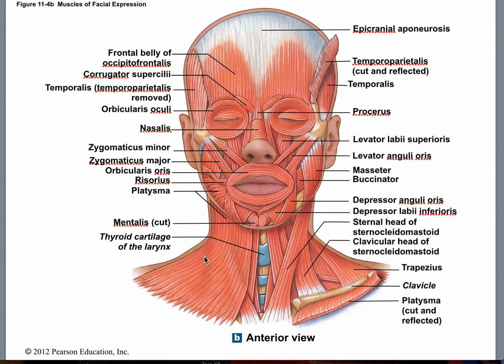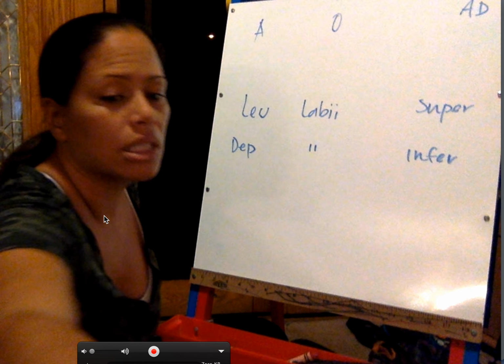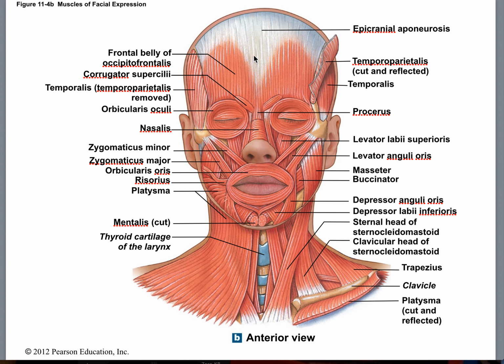Platy means flat. Mental, right? Mental is referring to the chin, right? Mentalis. So we went over some of these. Frontalis, right? This is occipital frontalis. If you break them up, it's frontalis and occipitalis. And then we have this thing on the side right here, temporalis. Right? Procera and corrugator supercilii.